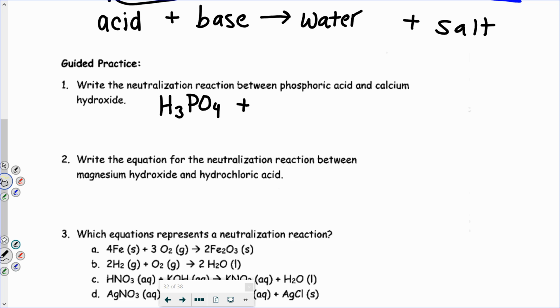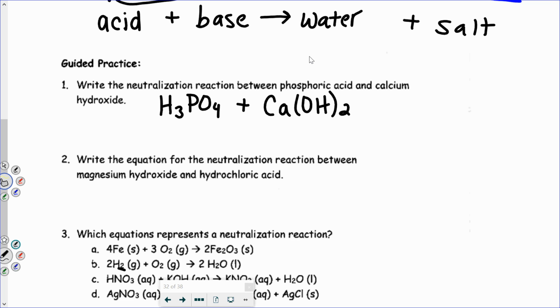Plus calcium hydroxide. That is on table L. If you don't know the formulas, we're on table L. You shouldn't know the formulas. We didn't go over how to name. We skipped that part. So I have my acid. I have my base. So now I need to predict my products.